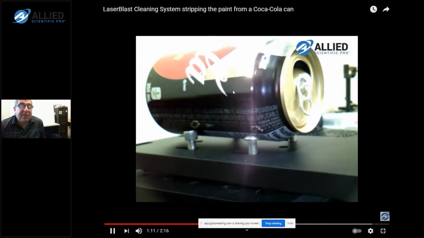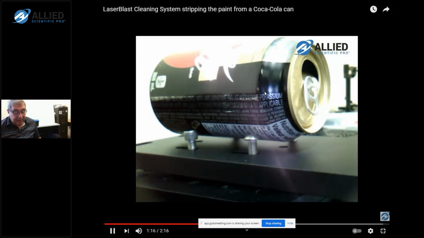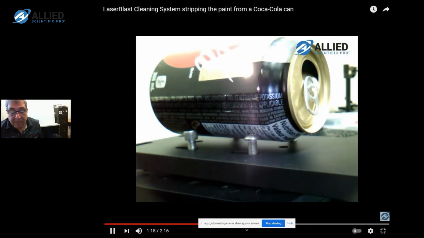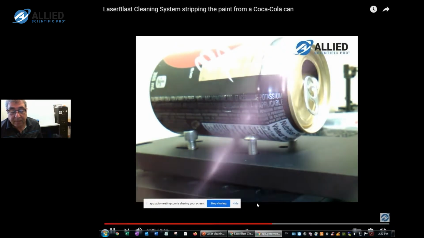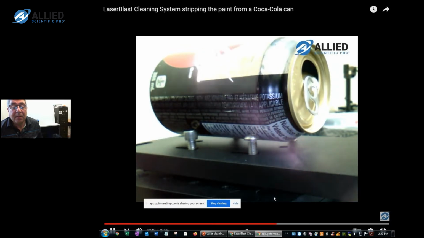Sandblasting can never achieve that. It will remove everything. So this is the selectivity of the laser beam that is shown here.